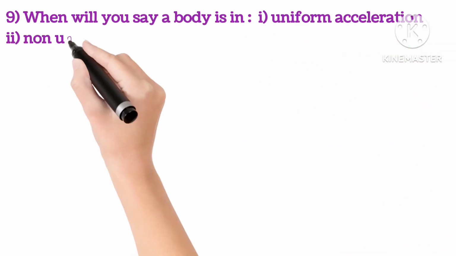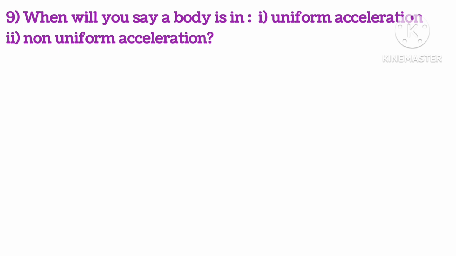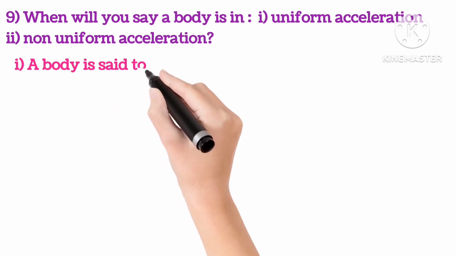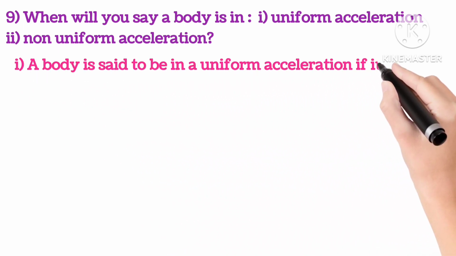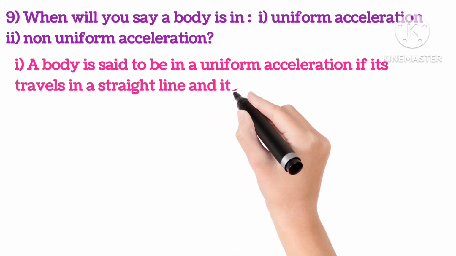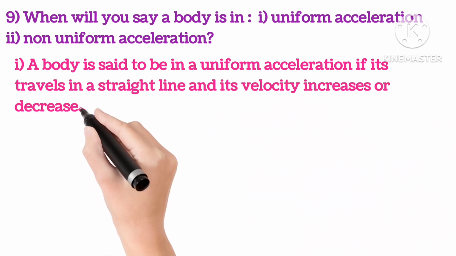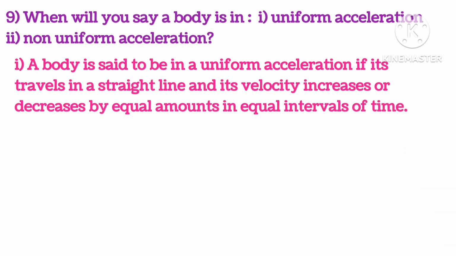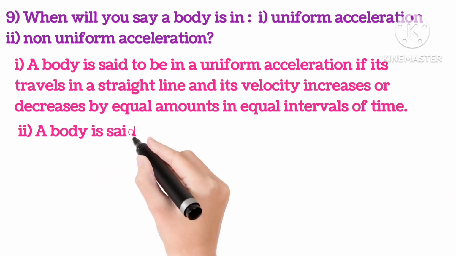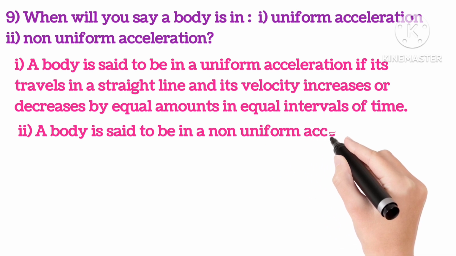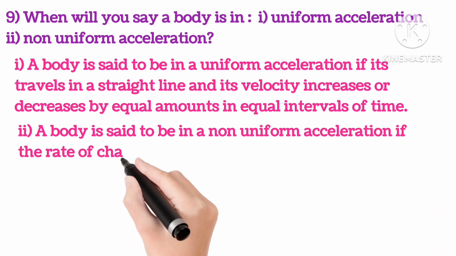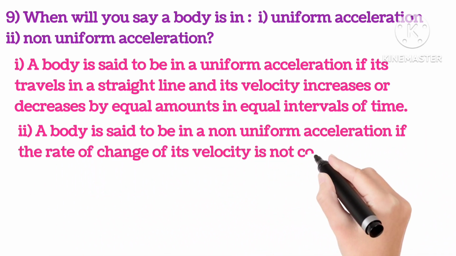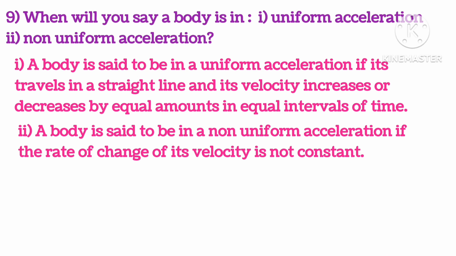When will you say a body is in uniform acceleration or non-uniform acceleration? A body is said to be in uniform acceleration if it travels in a straight line and its velocity increases or decreases by equal amounts in equal intervals of time. A body is said to be in non-uniform acceleration if the rate of change of its velocity is not constant.